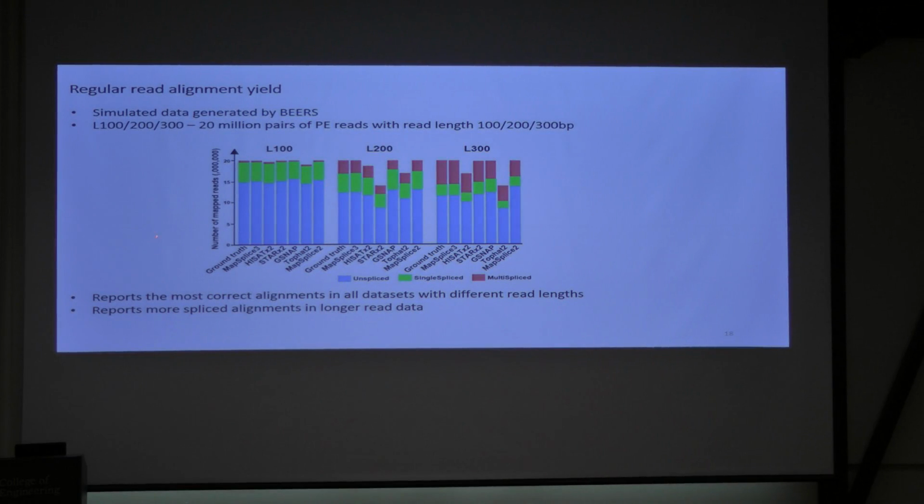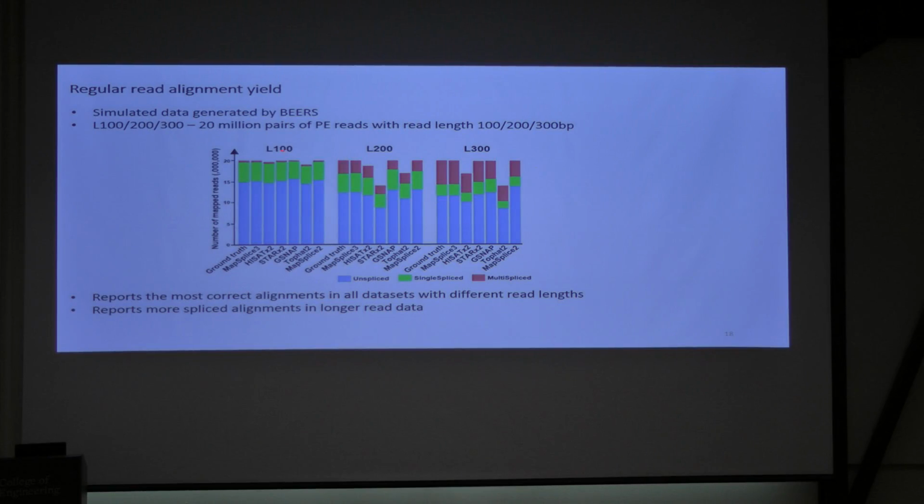Here I will show some performance comparison we conducted between MapSize 3 and the other tools. The first one is regular read alignment yield. We simulated reads with lengths from 100 to 200 to 300, and each data set contains 20 million pairs of sequencing reads, and the height of the bar shows the number of mapped reads reported by each tool, by each alignment here.